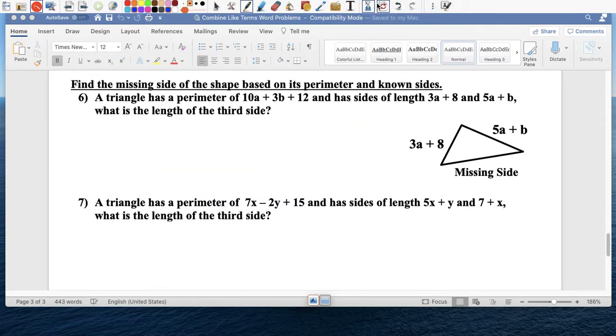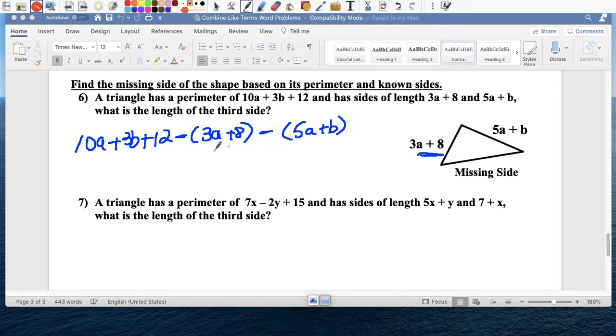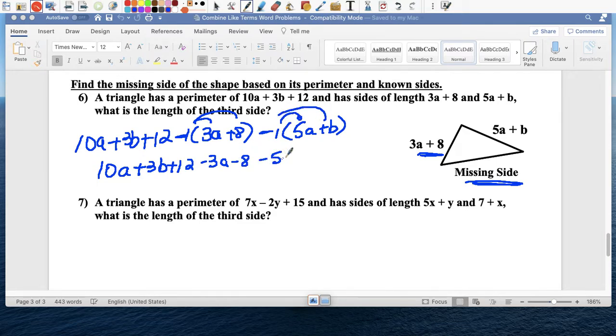So the idea is the same. Here's a missing side, so what's the total? The total is this, 10a plus 3b plus 12. From that, we're going to subtract, put in parentheses, 3a plus 8, which is this side, minus the other side, 5a plus b. And then whatever's left over is going to be our missing side. Okay, so 10a plus 3b plus 12. I'm going to pretend there's a 1. Multiply it out, and you're going to get negative 3a minus 8. And here it's going to get minus 5a minus b.